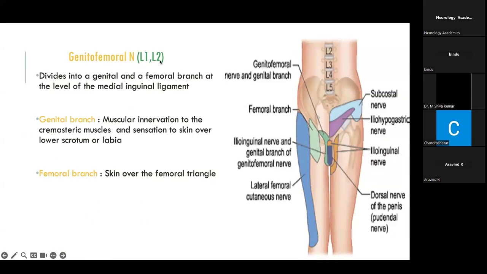Coming to the supply of the genitofemoral nerve, it divides into genital and femoral branches at the level of the medial inguinal ligament. The genital branch gives the muscular supply to the cremasteric muscle and also sensation over the lower scrotum and labia. And the femoral branch supplies skin over the femoral triangle. This is the femoral branch, and here the genital branch.